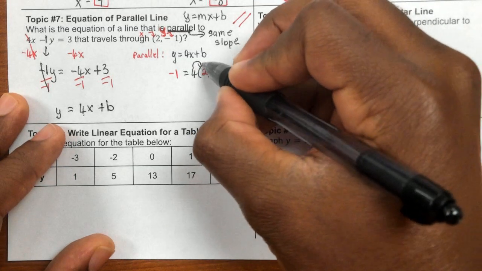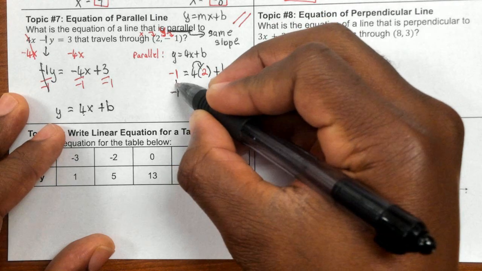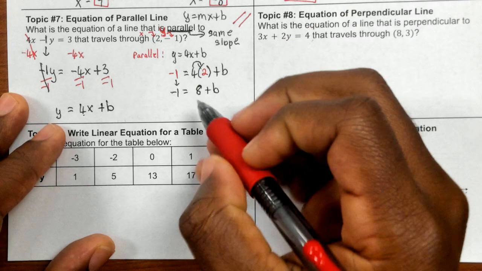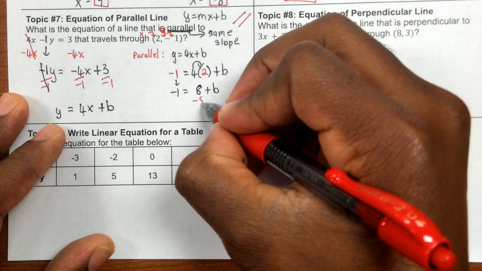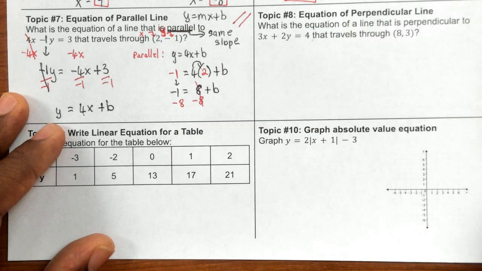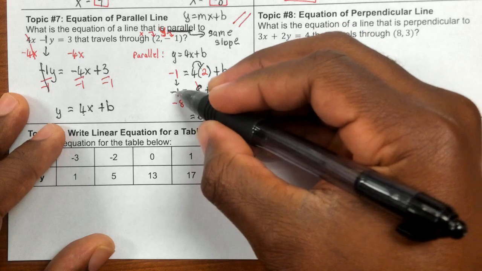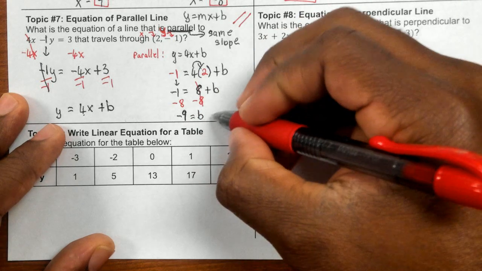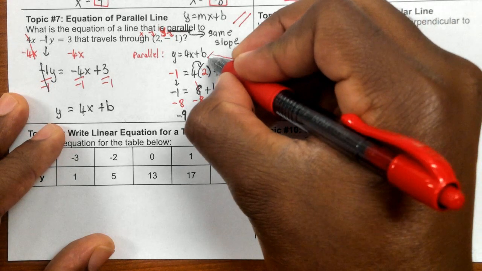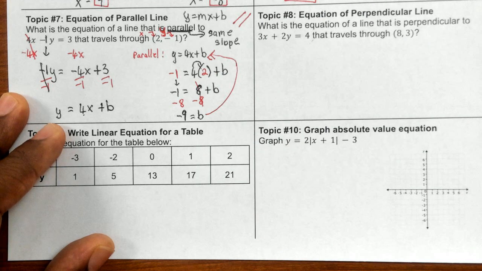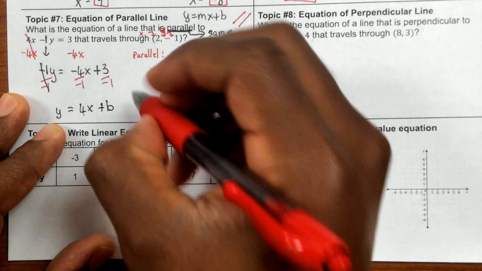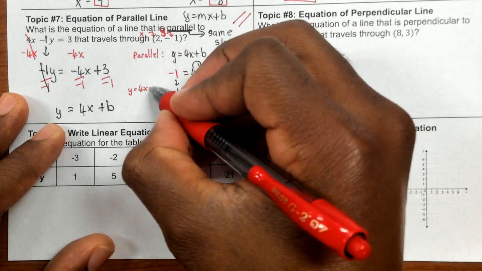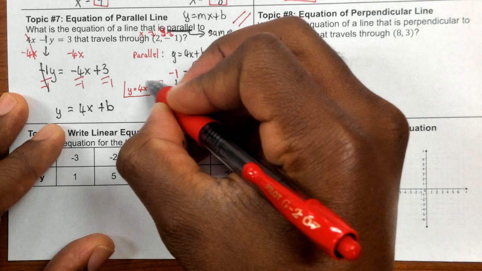So here I would now multiply, bring this down. When I multiply, I would get 8, bring down the b. Now I need to move my positive 8 to the other side by doing the opposite of adding 8, which is subtracting 8. So your b is equal to negative 1 minus 8, which is a bigger negative, negative 9. So this is going to replace the b in my parallel equation. My answer is y equal 4x, and I replace the b with a minus 9. And that is my answer.